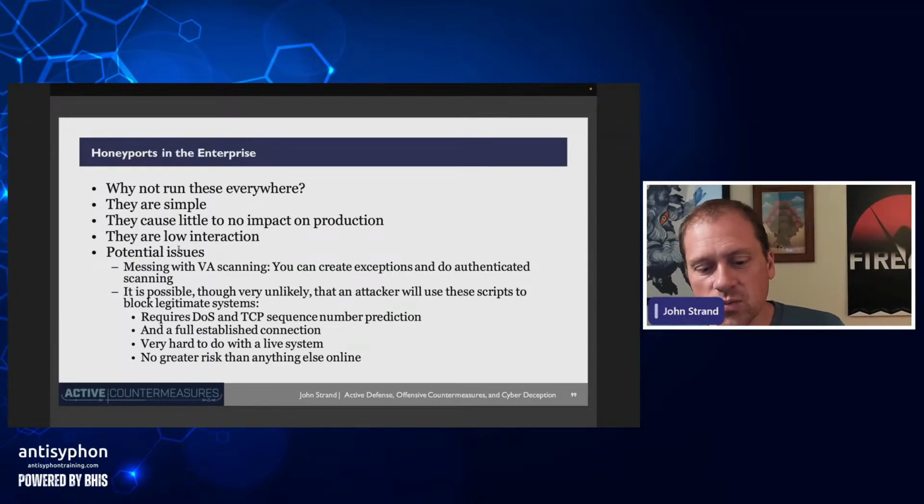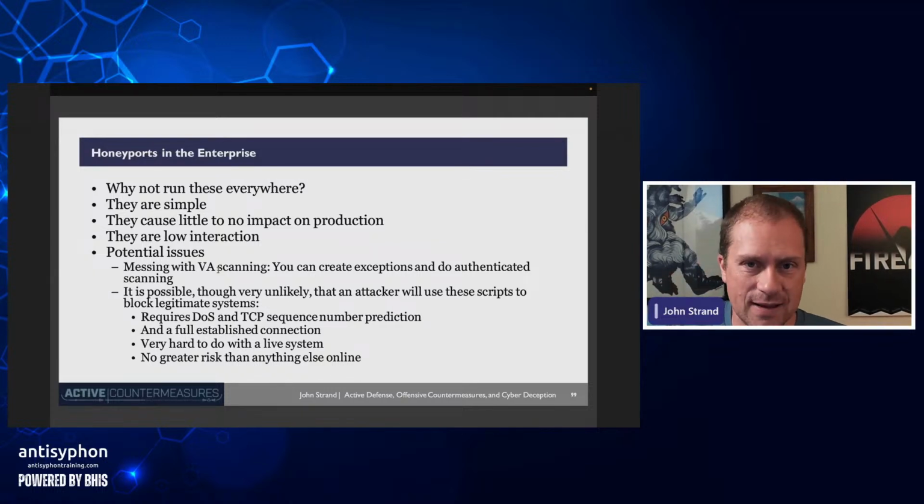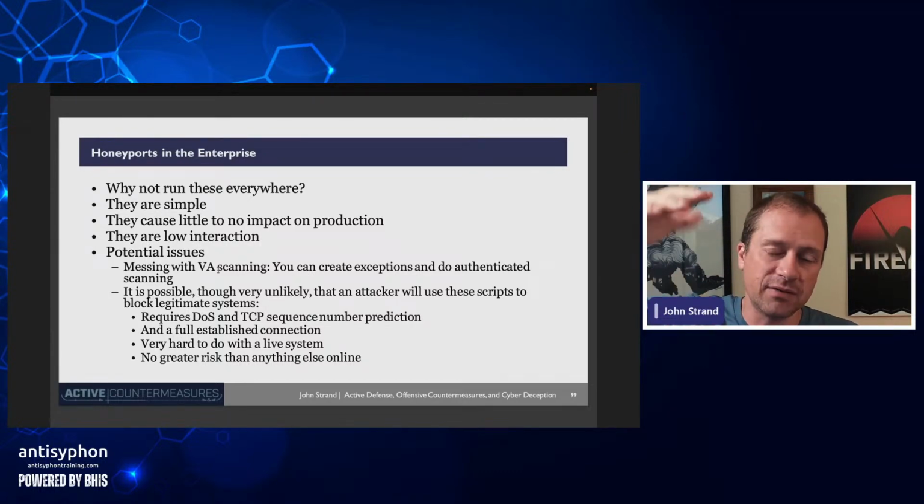All right, so we can deal with this. We can generate these logs, generate these alerts, pick them up, and then we can generate automatic shunning rules in the environment that we can spread around. You might mess with vulnerability assessment scanning. You just create exceptions and you put that IP tables rule above.